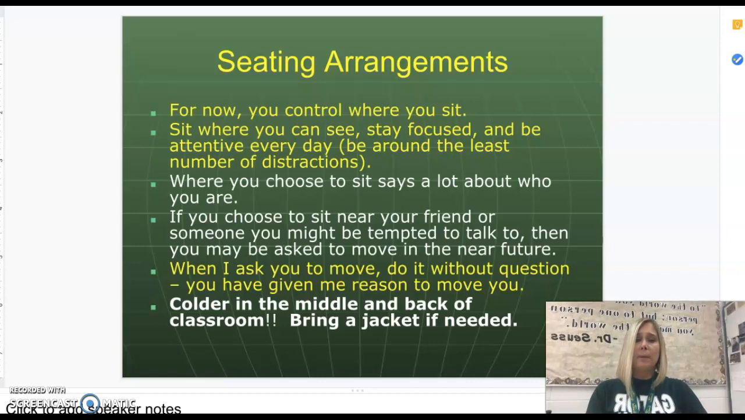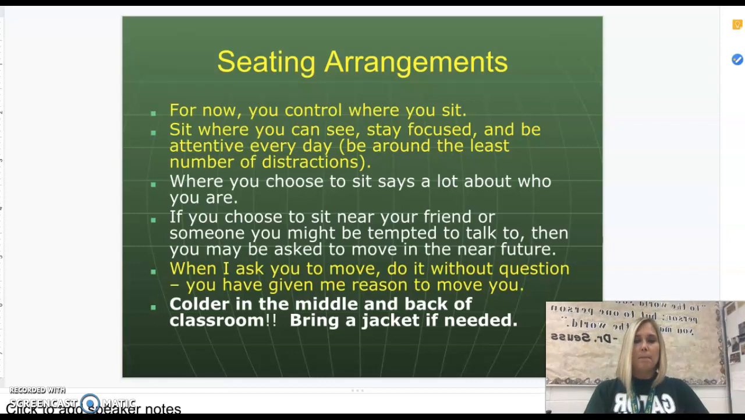If you try to pick a seat next to your friend or someone you're tempted to talk to, then just realize that you may be asked to move in the future, okay? You're going to have to show a lot of discipline on yourself not to speak to that person when I am teaching. So again, there's really not going to be a whole lot of group work because of the school year we're dealing with. And there's no reason for you to turn and start talking to another student. So choose your seat very wisely.